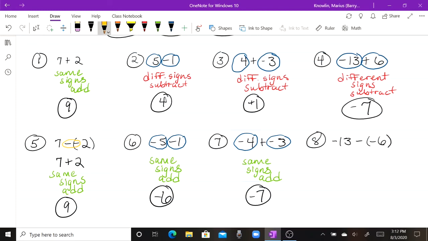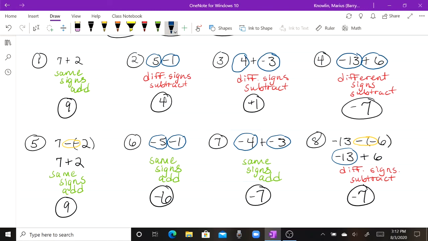And number 8, we have negative 13 minus negative 6. We know subtracting the negative is the same as adding a positive, so we want to rewrite that to say negative 13 plus 6. And just like from before, these are different signs, and with different signs we have to subtract. And when we subtract, we get 7, but our final answer has to be negative 7 because the bigger number is negative, right? The negative 13, the positive 6. So our final answer would have been negative 7.